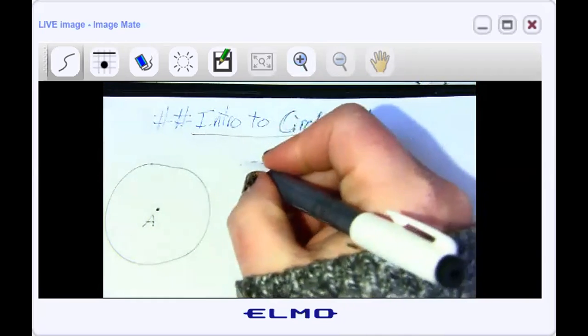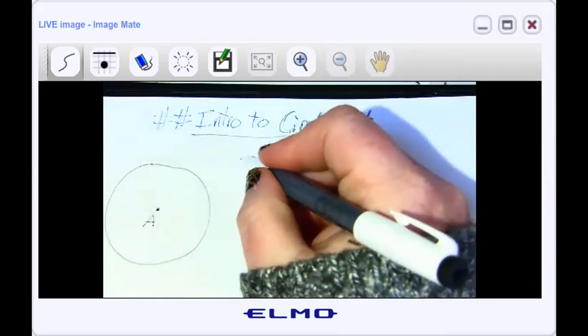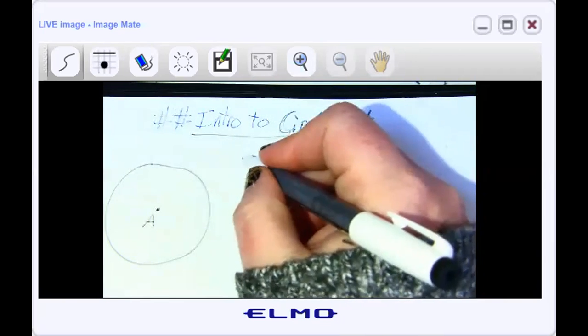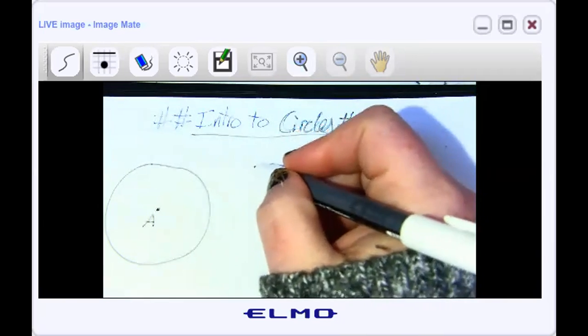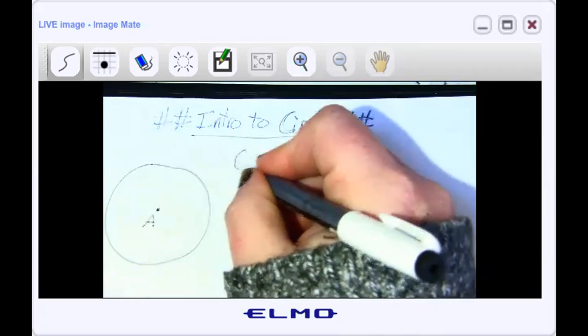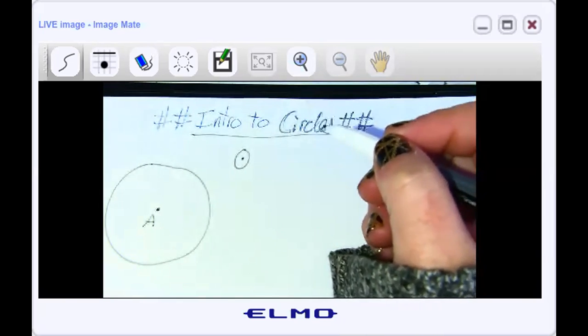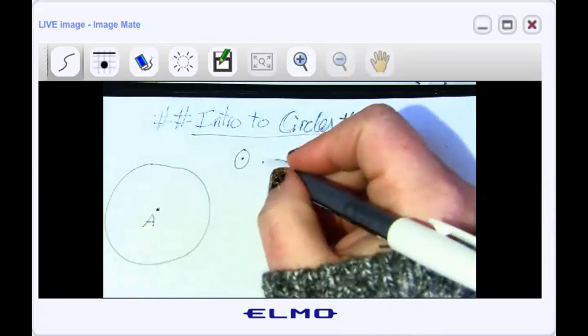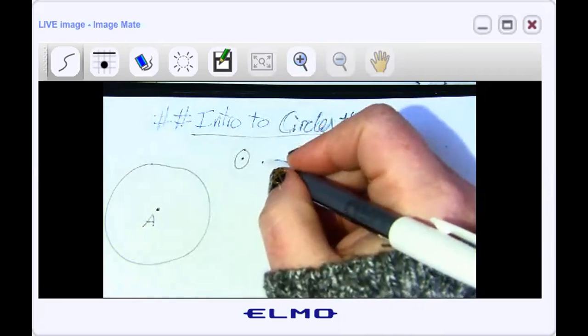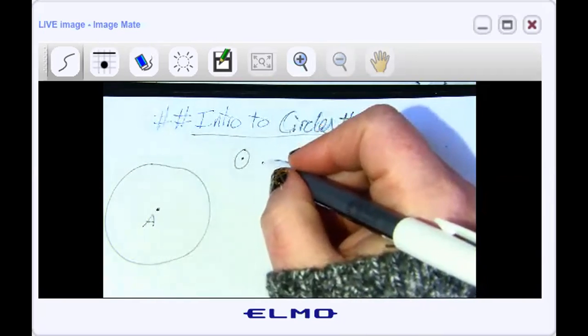Okay, so let's just go ahead and do some circle vocab. Oh, there's a symbol for circle, which is literally just a circle with a dot in the middle. Whoa. What'd you say? Whoa. I know, it's so crazy.